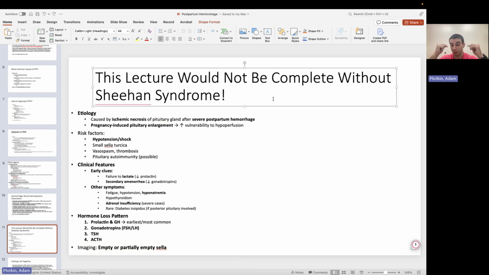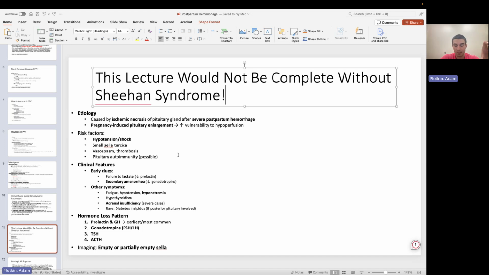So again, during pregnancy, estrogen increases the size of the pituitary. The blood vessels supply the posterior pituitary really well, but not so much the anterior pituitary. If we get some sort of shock or hypotension for whatever reason, blood supply to my anterior pituitary is not going to be able to keep up, and we can get ischemic necrosis of the anterior pituitary. You're going to show up with a loss of prolactin and growth hormone usually first, so the patient will probably have a lack of lactation, okay?